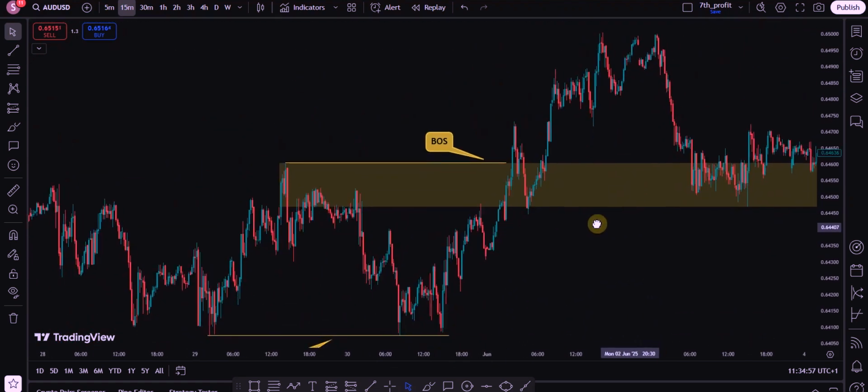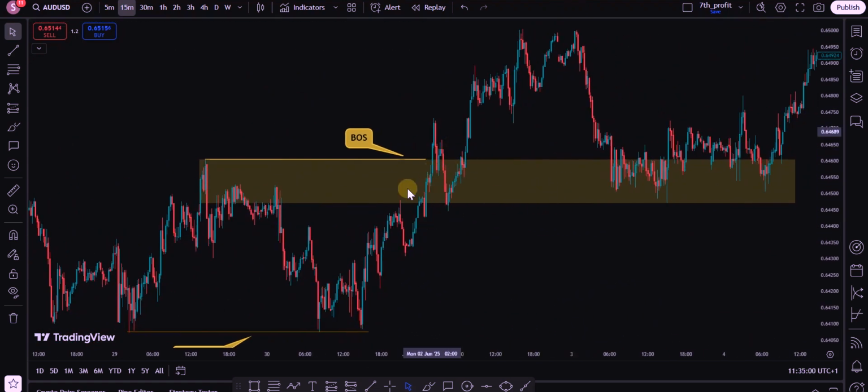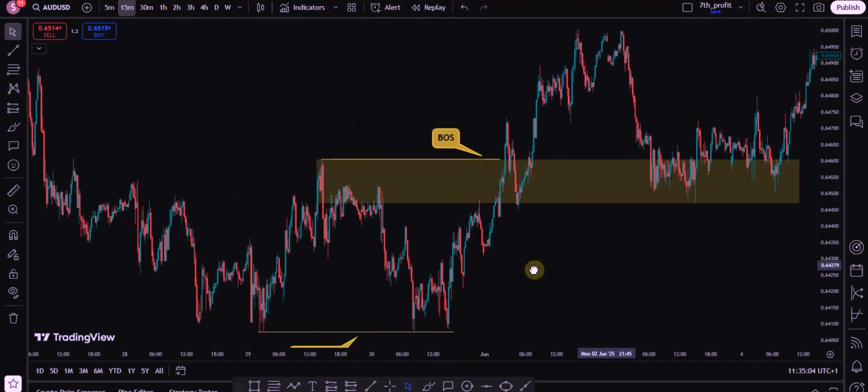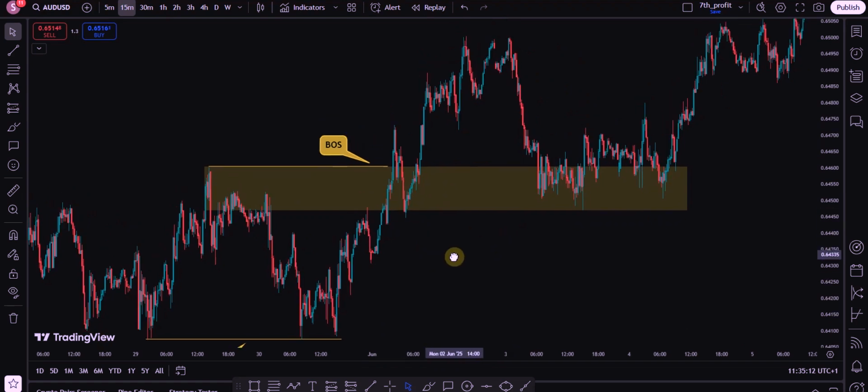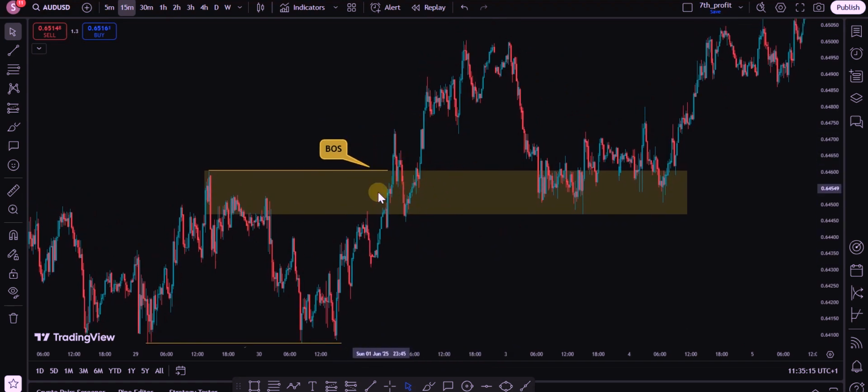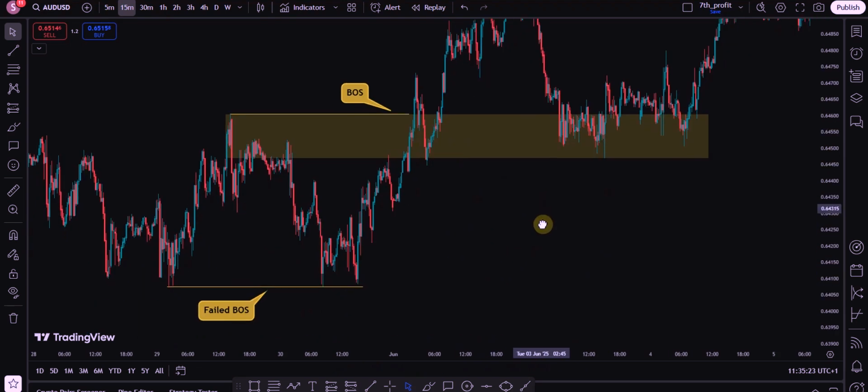As you can see in this chart example, we don't have any imbalance or fair value gap right here, right? If we don't have a fair value gap or imbalance, that doesn't mean we cannot trade it. But remember, if it has a fair value gap, it is considered a high probability. So when taking a trade like this, make sure to minimize your risk, right?